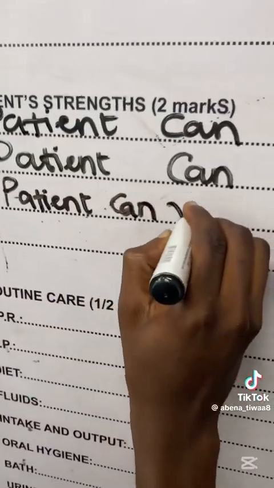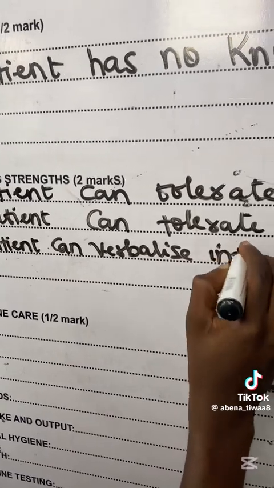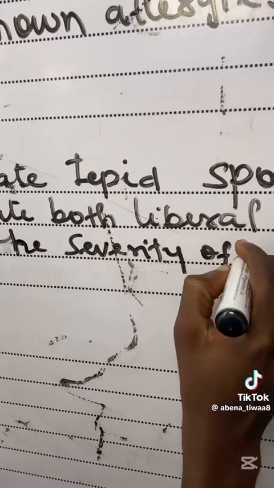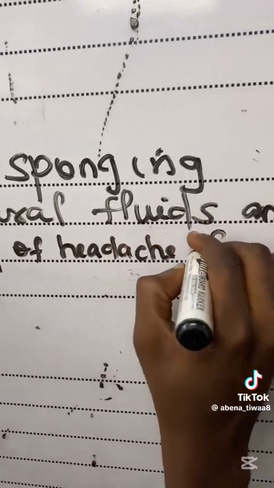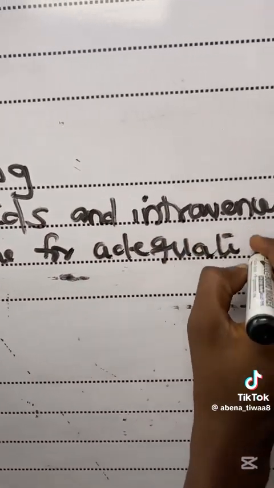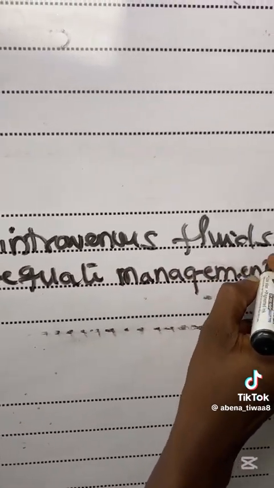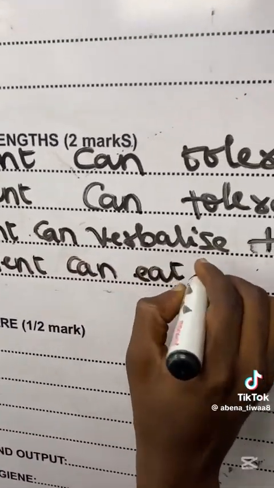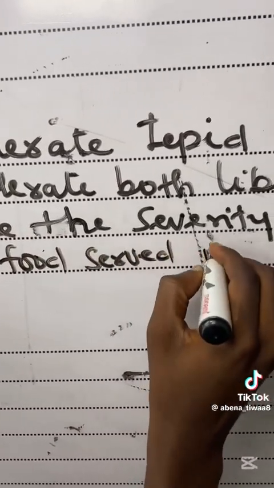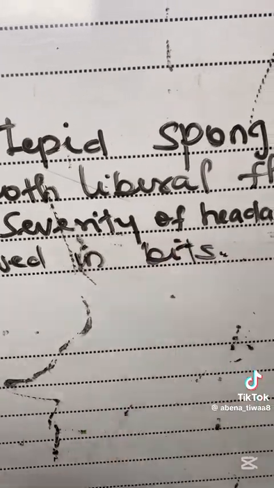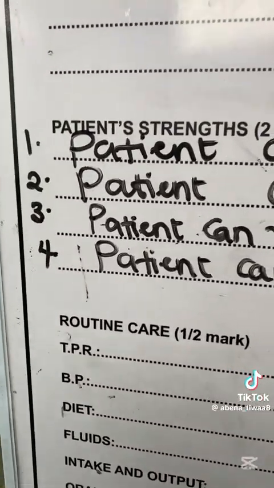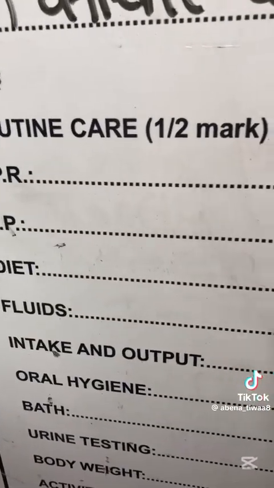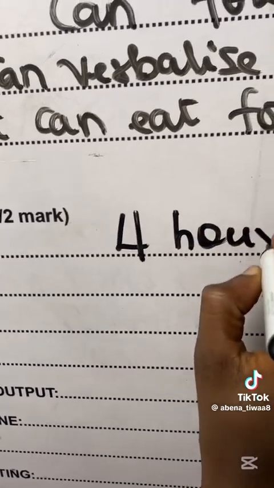The patient's strength for our third problem, headaches, is that the patient can verbalize the severity of the headaches for adequate management. Whether on a pain scale it is 4, 8, or 9 will determine the type of painkiller to give. With our last problem, loss of appetite, the strength is that the patient can eat food served in bits. The patient might not be able to eat all at a go, but he or she can eat in bits.